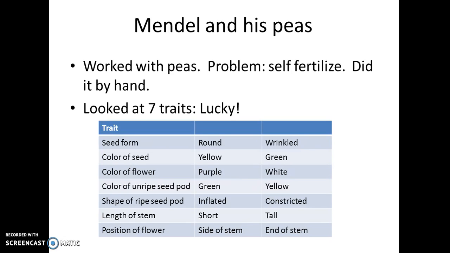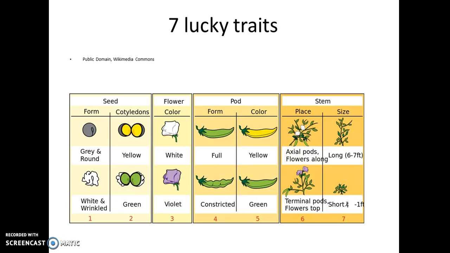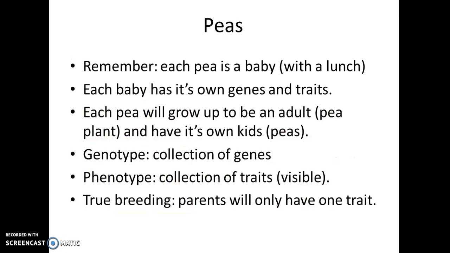He looked at 2 different types for each trait. So for the seed form, they were either round or wrinkled. The color of the seed was yellow or green. The color of the flowers, purple or white, and all the way down. If you need examples of what he actually looked at, we have a nice little diagram for you for the lucky 7 characteristics. You can pause this and write down the different characteristics that he studied.